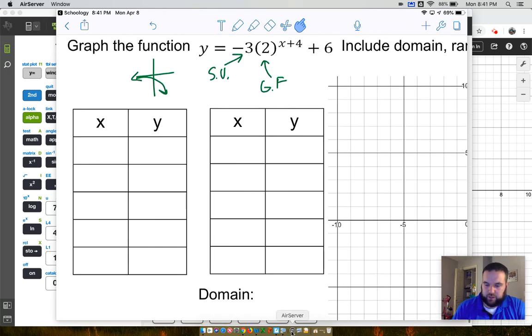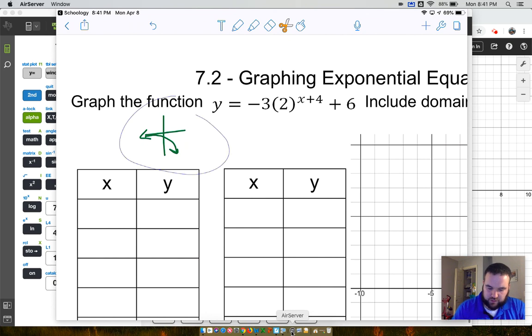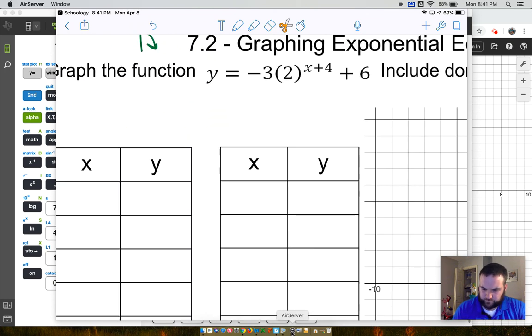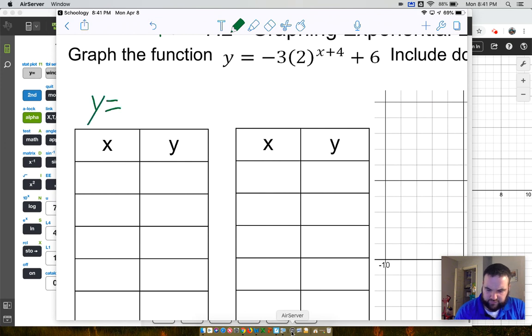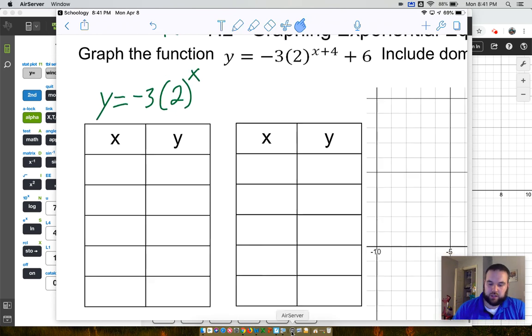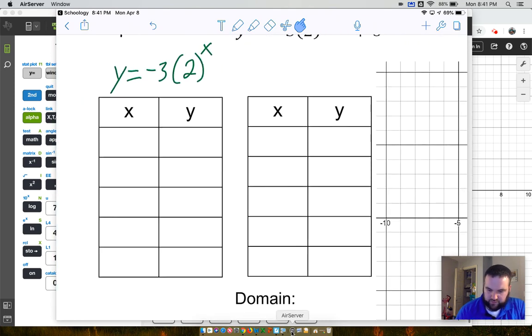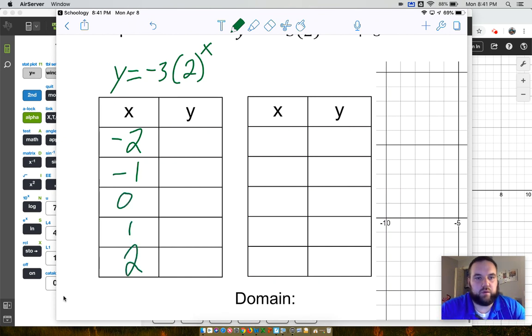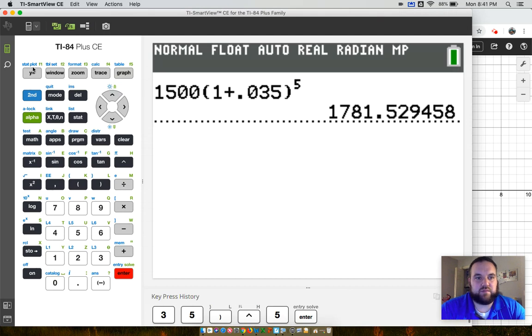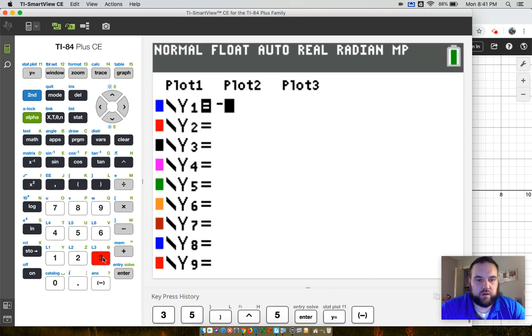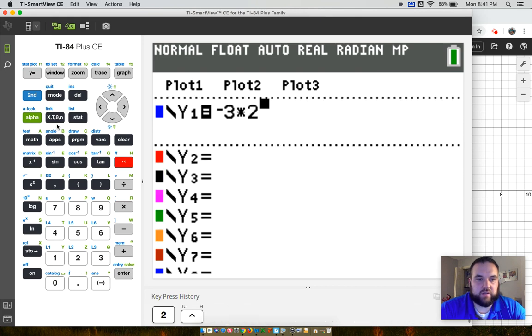So what we did here is you could actually type the entire thing into the equation as it stands right now. But what I'm going to do is move this up here and plug into my calculator the parent function, which is just that -3 times 2 to the x. So I'll worry about the plus 4 and the plus 6 in just a minute. With the parent function, I'm just going to go from -2 to 2. And I'm going to let the calculator do the work for me. So I got y equals -3 times 2 to the x. So I'm going to go here, negative 3 times 2 to the power of x.